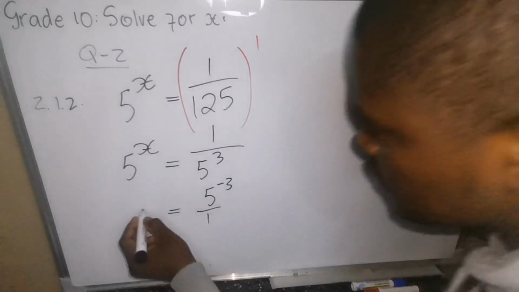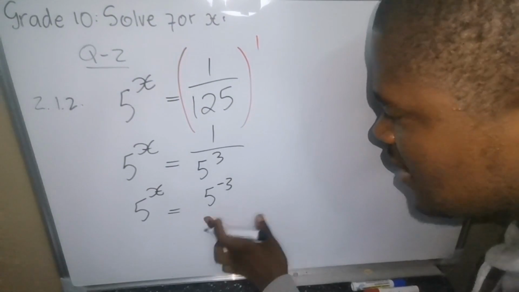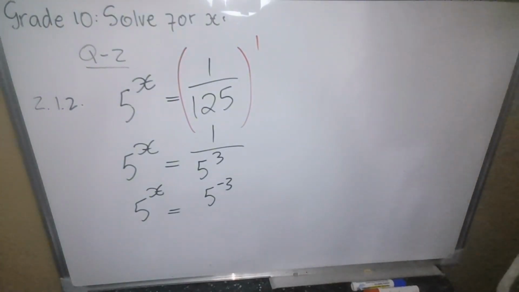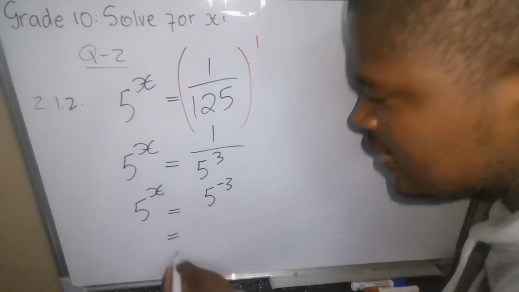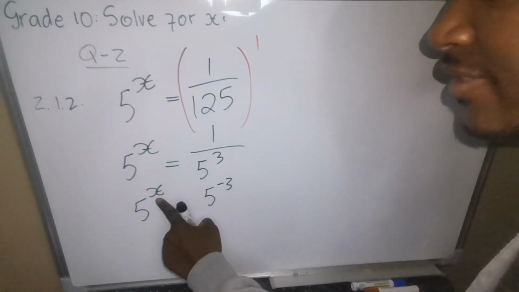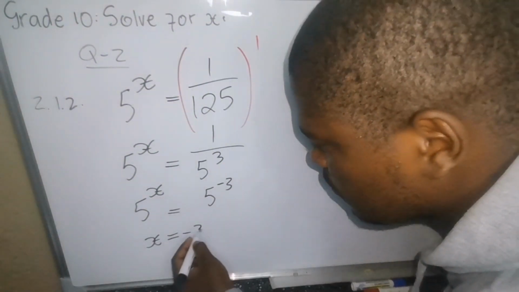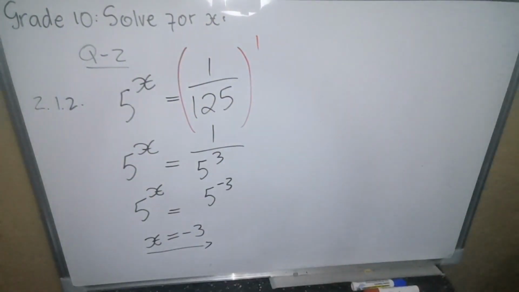I hope you are good. Then it's 5 to power x here. Then you just remove this one. This one is unnecessary. Now your bases are the same. If your bases are the same, you drop down the exponents, and you equate the exponents. This x is going to be equal to negative 3. x is equal to minus 3. Then you are done. That's how you solve for x in this case. I hope you are all clear on that one.